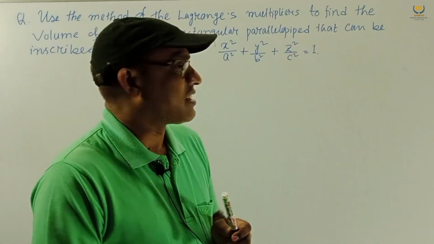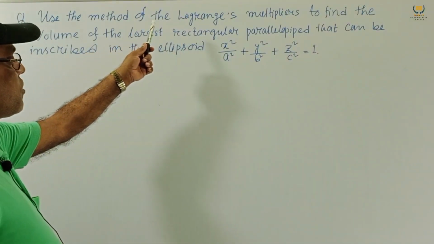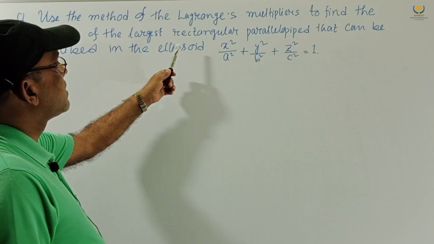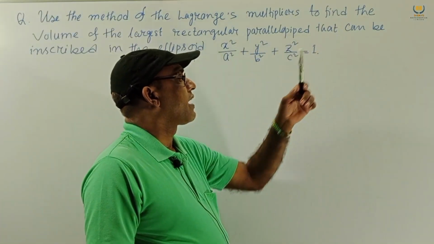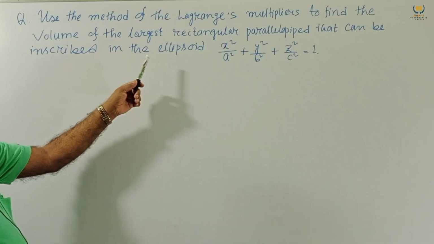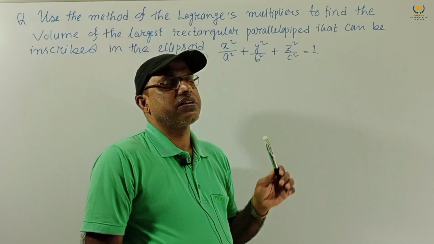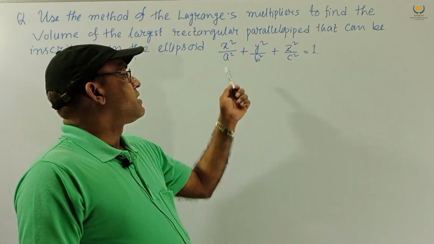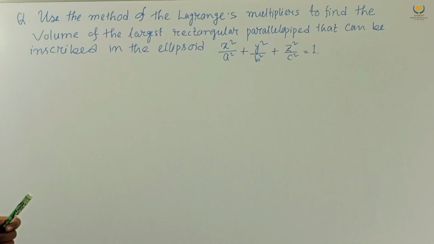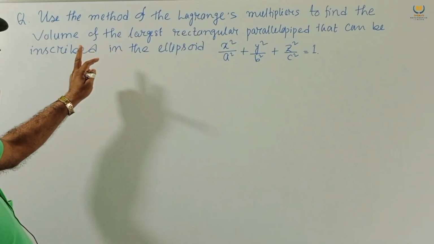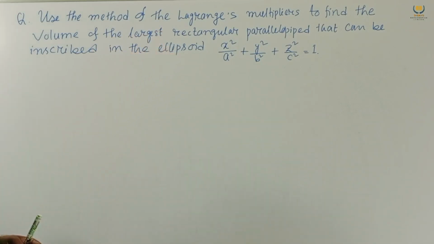Now let us consider this problem. Use the method of Lagrange multipliers to find the volume of the largest rectangular parallelepiped that can be inscribed in the ellipsoid x² by a² plus y² by b² plus z² by c² equal to 1. This is the ellipsoid and rectangular parallelepiped inscribed in this ellipsoid. Now what is the volume of the largest rectangular parallelepiped?